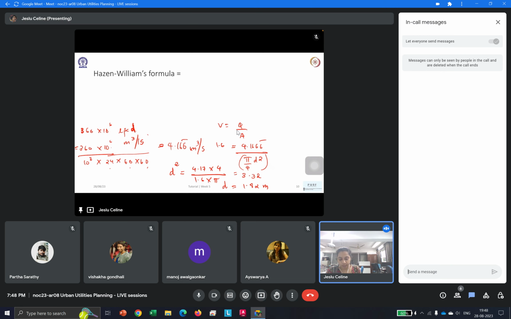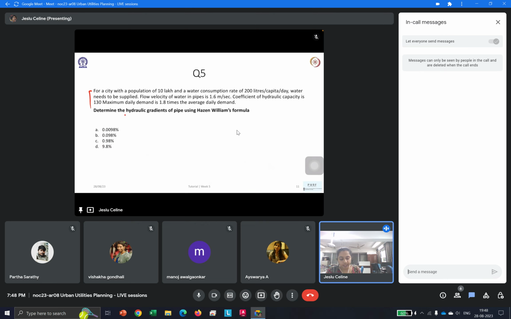Next part, which is question 5. Determine the hydraulic gradients of the pipe using Hazen-Williams formula. So again, what was the Hazen-Williams formula? V is equal to 0.85 into CH into R raised to 0.63 into S raised to 0.54. In this, our CH is already given, which is the coefficient of hydraulic capacity. Where is it given in the question? Yes, coefficient of hydraulic capacity is 130. So CH is given to be 130.